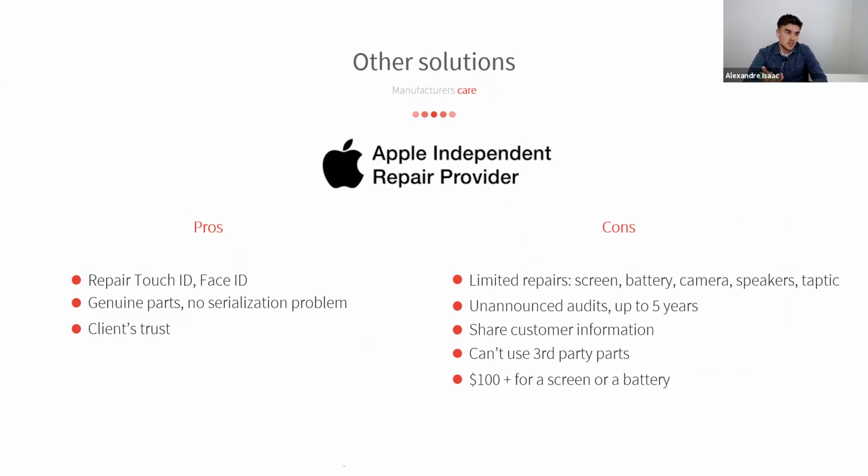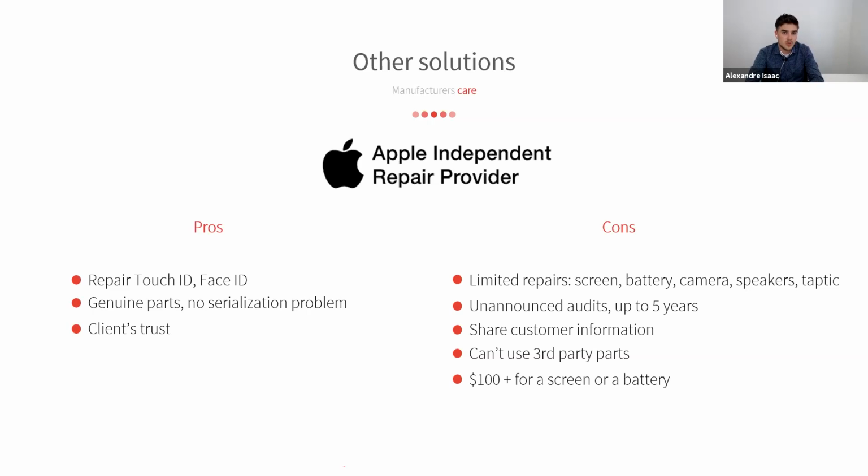Apple has an independent repair provider program. They can authorize you to buy parts from them and authorize the serial number, so you could actually repair a screen without any error messages or feature loss. You'd actually be able to repair these biometric features, which is pretty much impossible nowadays. Also, if you're in this program, people will probably trust you because you have a big Apple logo.